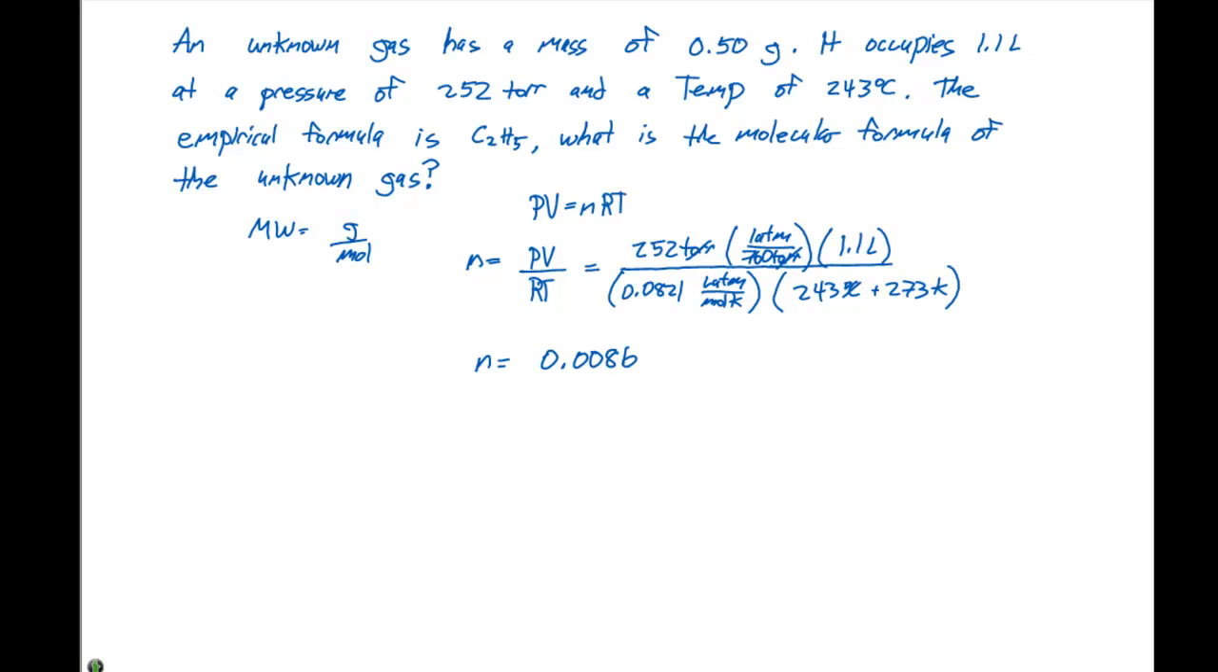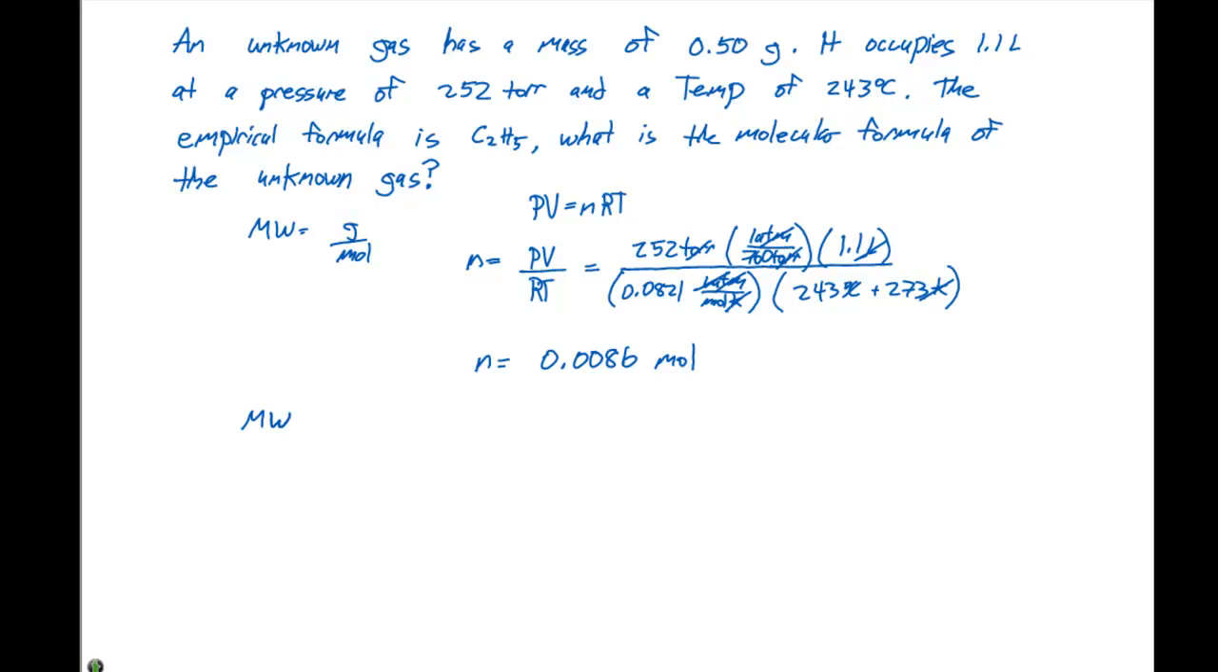0.0086. The torr units cancel, the atmospheres cancel with our R constant, the liters cancel with the R constant, and the Kelvin cancels with our R constant. We have moles to the -1 in the denominator, so when we flip that up to the numerator, our units are going to be in moles. So here we have 0.0086 moles.